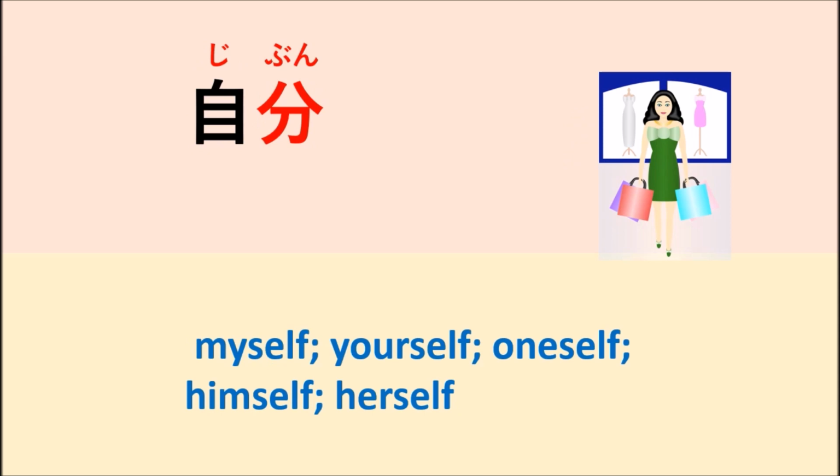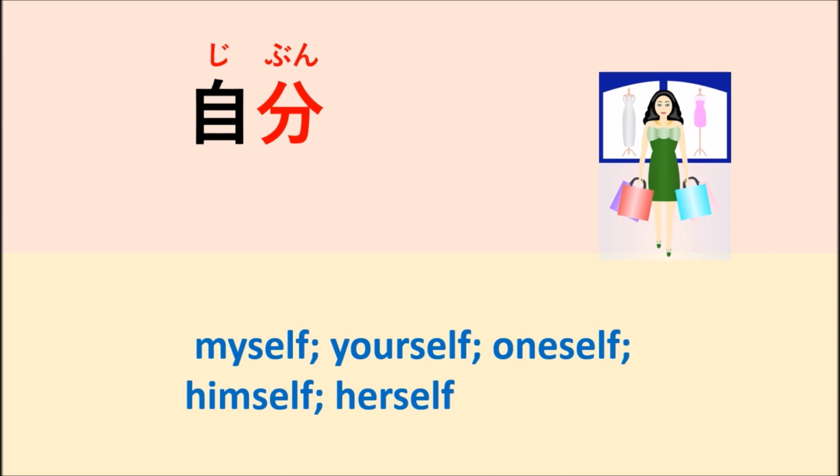自分. Jibun means myself, yourself, oneself, himself, or herself. That means if the speaker talks about jibun, it means the speaker him or herself. So if I say jibun, that means myself. But when I talk about somebody else, for example, Tanaka-san, when I talk about jibun, I mean Tanaka-san, his or herself, right? So jibun means myself, yourself, oneself, herself, or himself. So every time you use the word jibun, you should know what you are talking about.